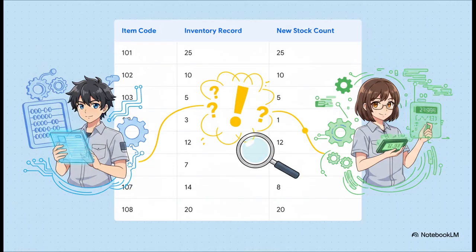On the left, we've got the inventory record from our system. On the right, the new stock count that just came in. You know, at a quick glance, they look pretty much the same. But I promise you, there are mistakes hiding in there. The real question is, how do we find them without wasting our entire afternoon?